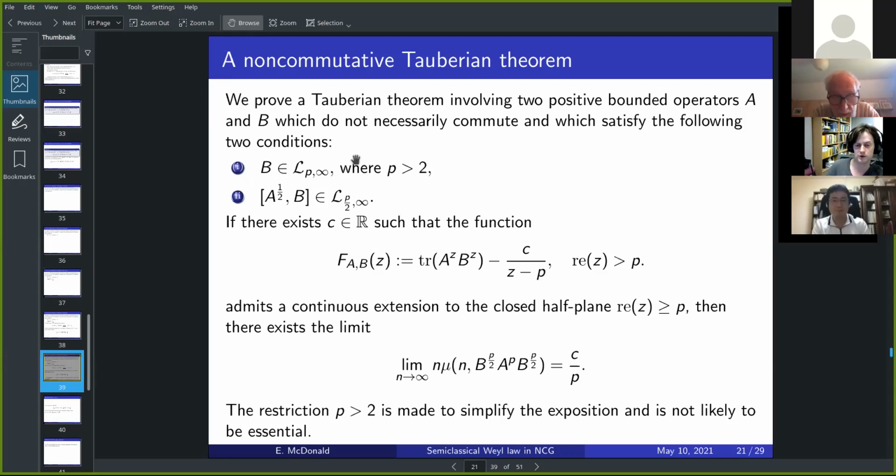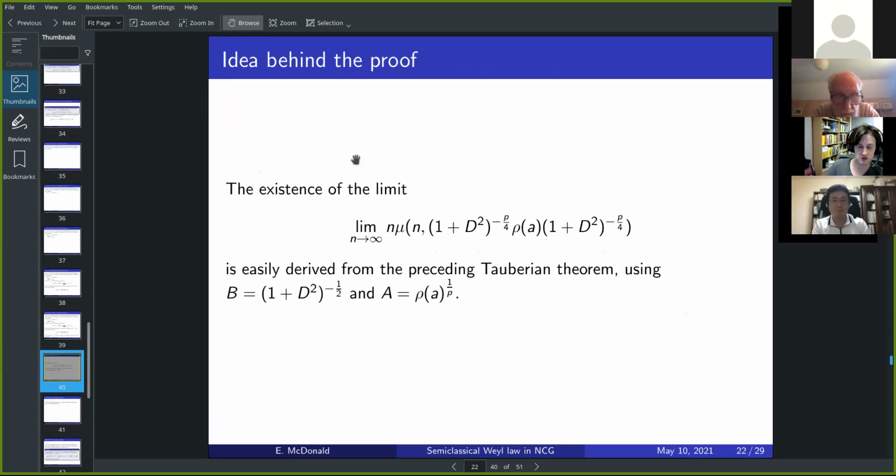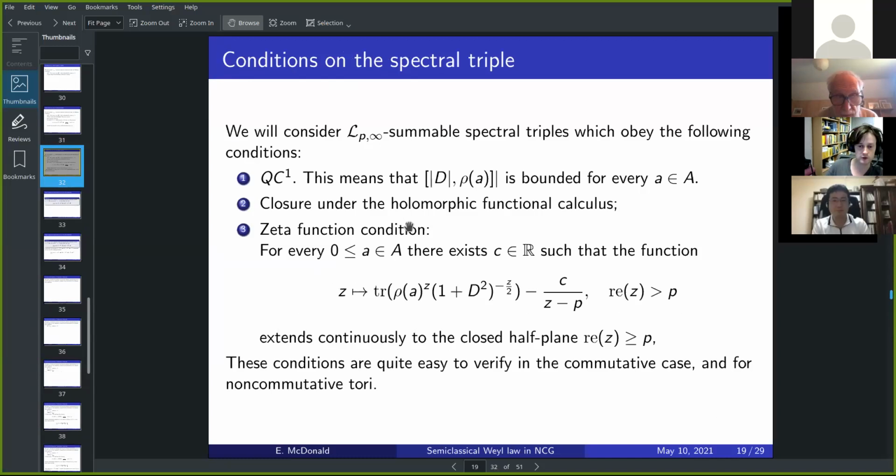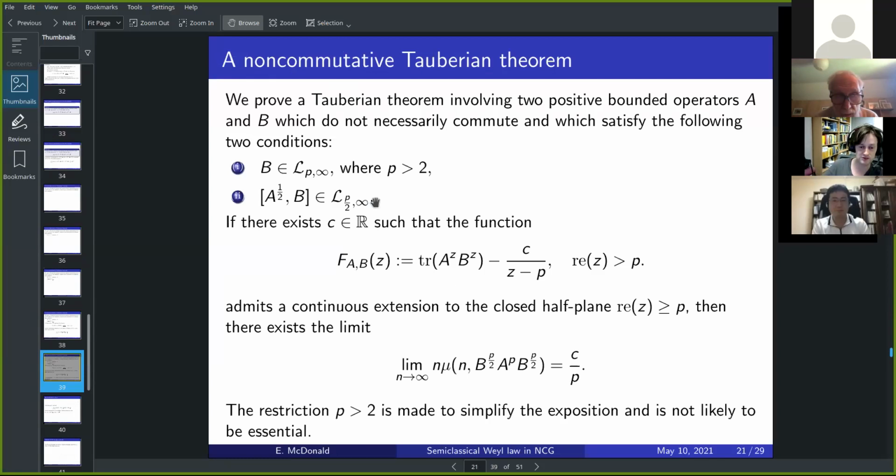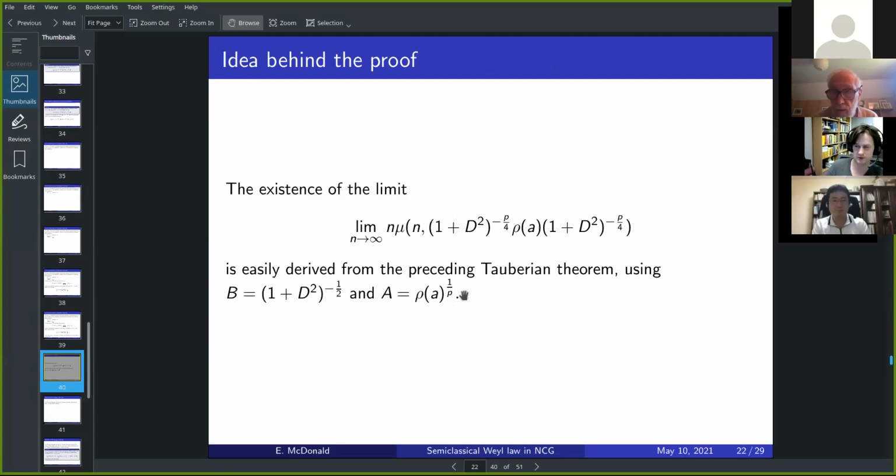But regardless, if you want to prove the existence of this limit, it's not hard. All you need to do is apply the previous Tauberian theorem to these operators. B is like the absolute value of the resolvent of D, and A is 1/p times rho of a. And the conditions of the theorem basically come from the assumptions that I made on the spectral triple. So I said that for the spectral triple, you had to have closure under the holomorphic functional calculus. You don't need that. You don't need anything nearly as strong as that. I only make that assumption because I want to say that a^{1/p}, when a is strictly bigger than 0, is an element of the algebra. That's all you need, really.